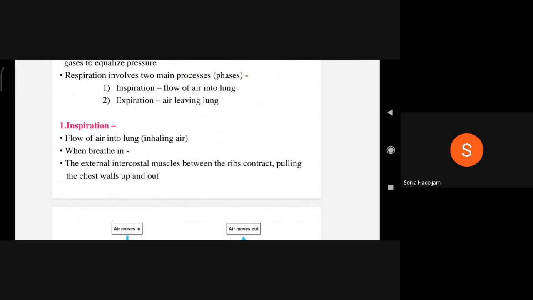Now, what is inspiration? Flow of air into the lung, inhaling air. When we breathe in, the external intercostal muscles between the ribs contract, pulling the chest wall up and out. Okay. Now breathe once, deep and long. Inhale the air once and feel the physiological changes happening inside.